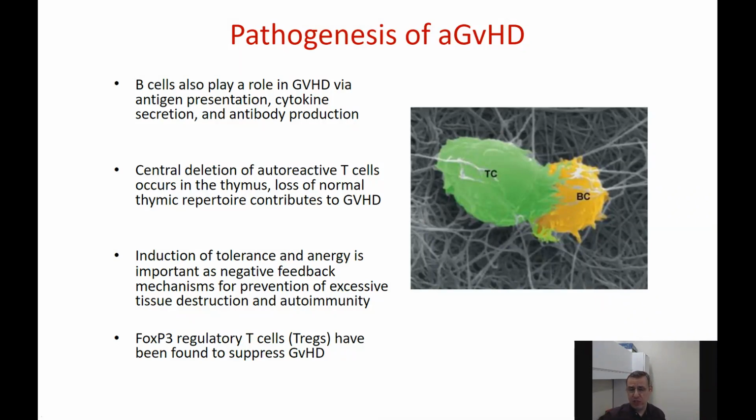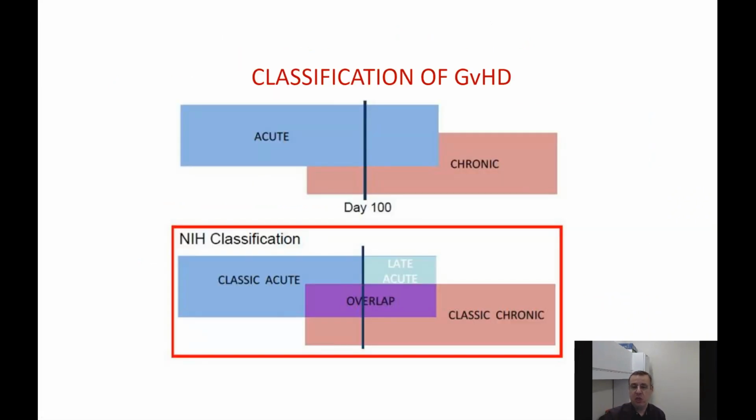FOXP3 regulatory T cells, or so-called Tregs, are found to be very important in suppressing graft-versus-host disease, but a loss of these regulatory T cells is associated with worsening grade of graft-versus-host disease. Now, graft-versus-host disease can be classified as acute or chronic.